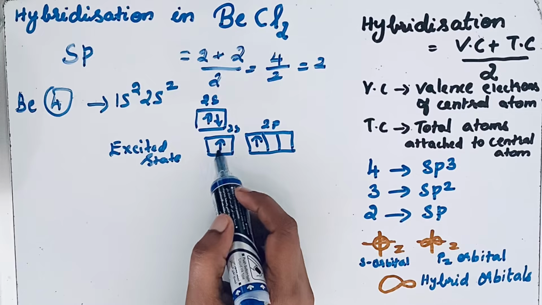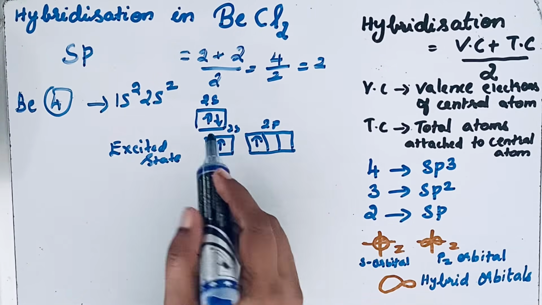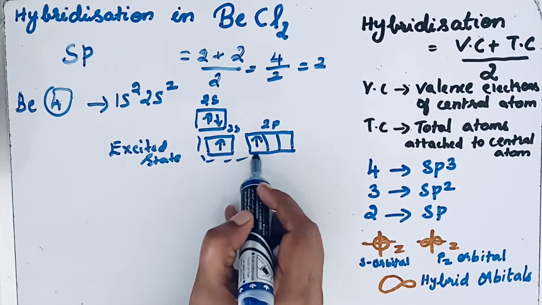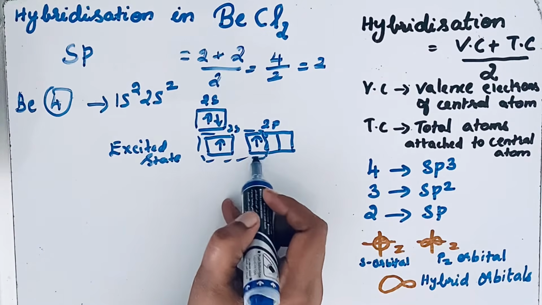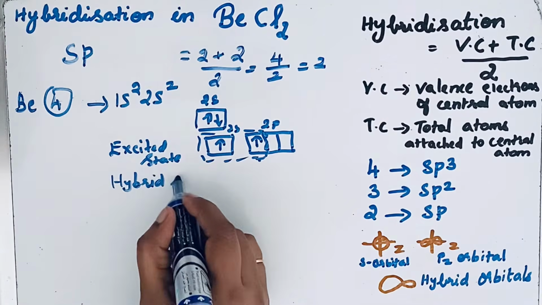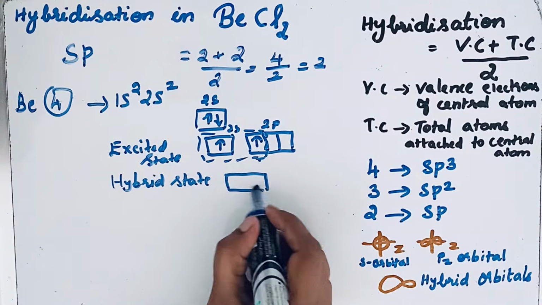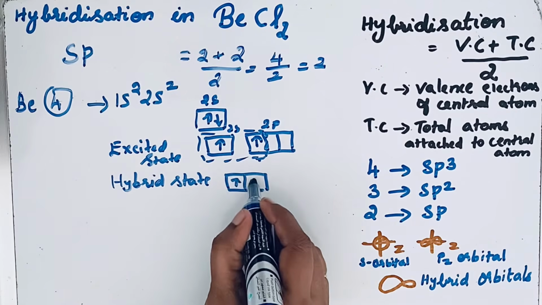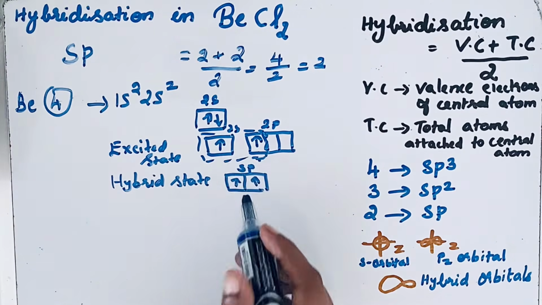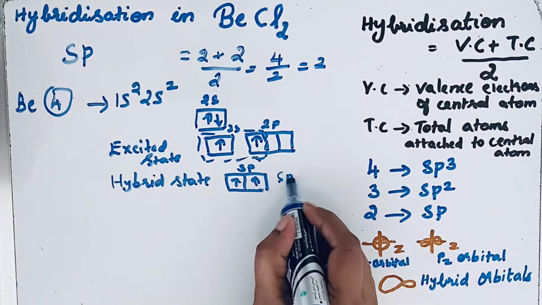During the hybrid state, this one 2s orbital and one 2p orbital intermix and they form sp hybridization. So in the hybrid state, we have sp hybridization, each with one electron. So the hybridization in BeCl2 is sp hybridization.